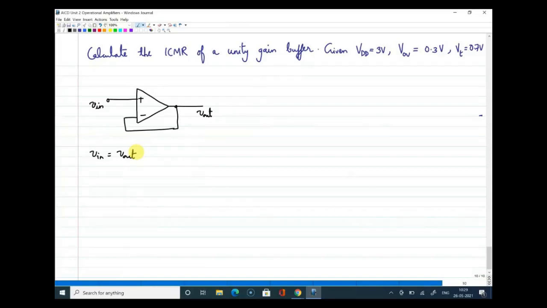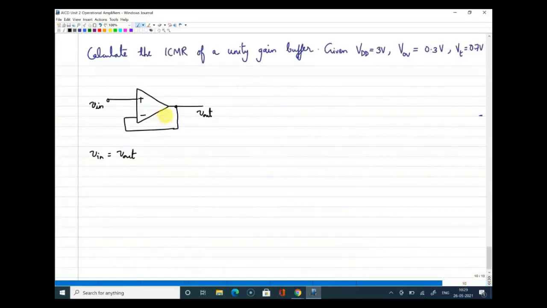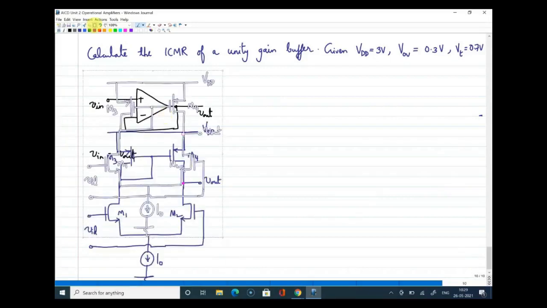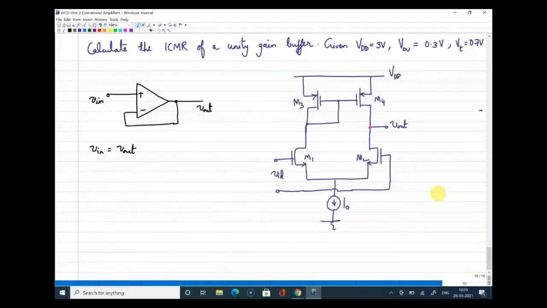So based on the architectures we discussed, we have only two architectures. So which one will we choose? We can choose this architecture because this is the single-ended configuration. So here you have a single-ended op-amp. So bring that circuit here and do a slight modification, and then you can find the ICMR or the input common mode range here. So this is the circuit, and how I should modify the circuit is this should be connected here, and this is V out and this is V in.